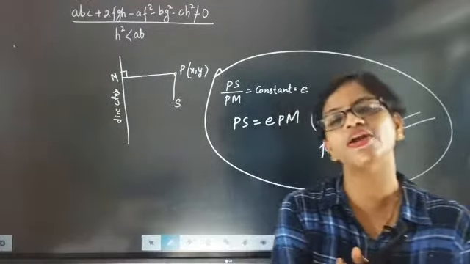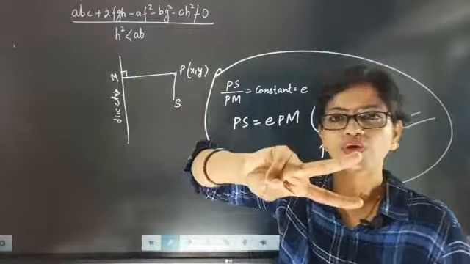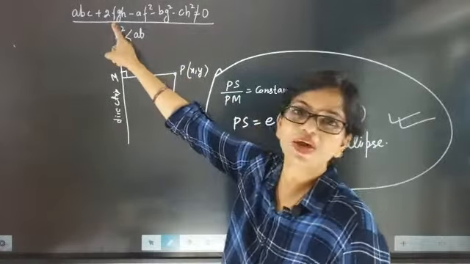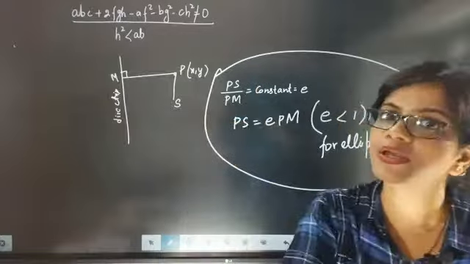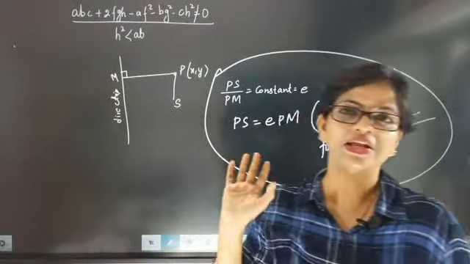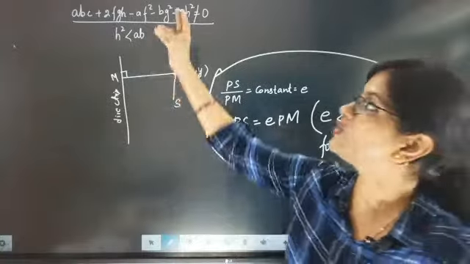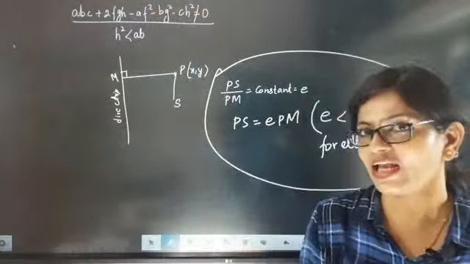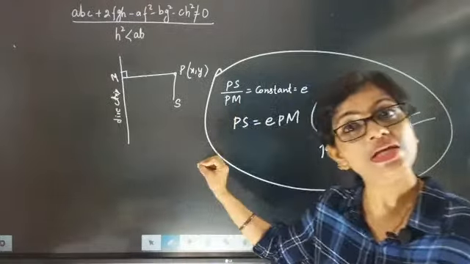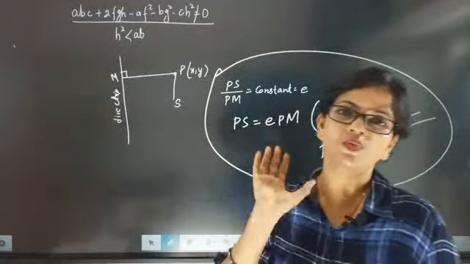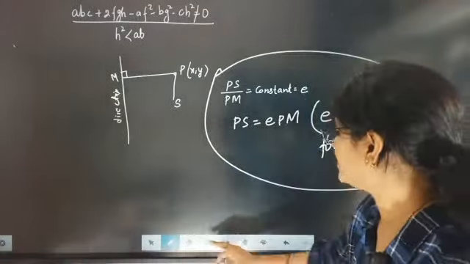So only the basic points I have discussed, that these contents are there. These two are the important things: abc plus 2fgh minus af square minus bg square minus ch square will not be equal to 0, and h square will be less than ab. Then only the equation of conics will be presenting an ellipse, or in general PS by PM will be equal to e, and e will be less than 1. That is the equation of ellipse. So this is the only part here.